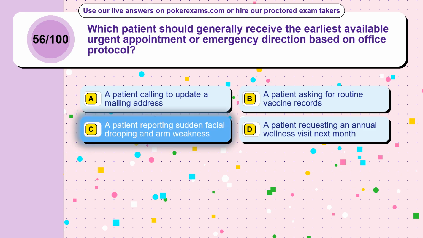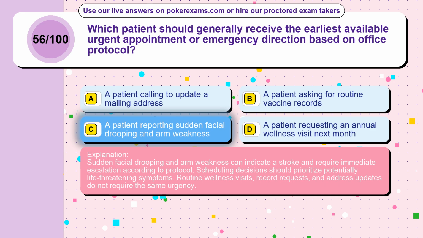The correct answer is option C. A patient reporting sudden facial drooping and arm weakness. Sudden facial drooping and arm weakness can indicate a stroke and require immediate escalation according to protocol. Scheduling decisions should prioritize potentially life-threatening symptoms. Routine wellness visits, record requests, and address updates do not require the same urgency.